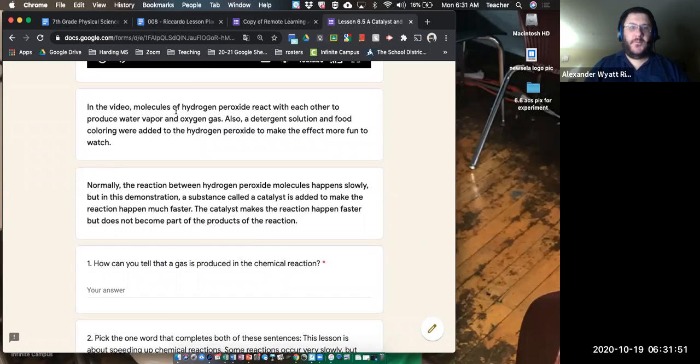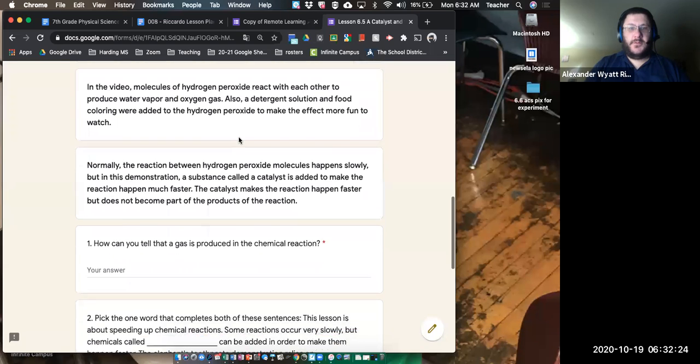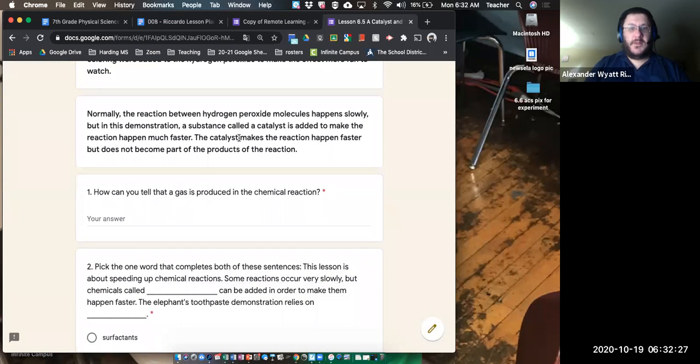So in the video, molecules of hydrogen peroxide react with each other to produce water vapor and oxygen gas. Also, a detergent solution and food coloring were added to the hydrogen peroxide to make it more fun to watch. Normally, the reaction between hydrogen peroxide molecules happens slowly, but in this demonstration, a substance called a catalyst is added to make the reaction happen much faster. The catalyst makes the reaction happen faster, but does not become part of the products of the reaction. How can you tell that a gas is produced in the chemical reaction? The vapors coming off the top.